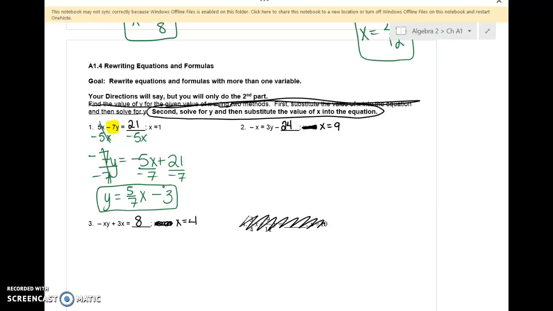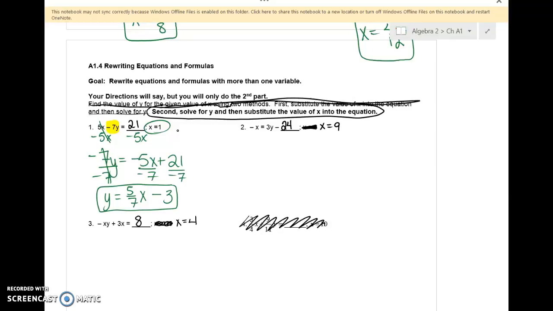Next, we need to substitute the value of x equals 1 in this case, and figure out what y equals. So 5/7 times 1 minus 3. You can use your calculator for this. If you have a scientific calculator, you have a fraction button. So 5 fraction button 7 times 1 minus 3, or since you're multiplying by 1, you don't even need to multiply it. And then change your answer back into a fraction.